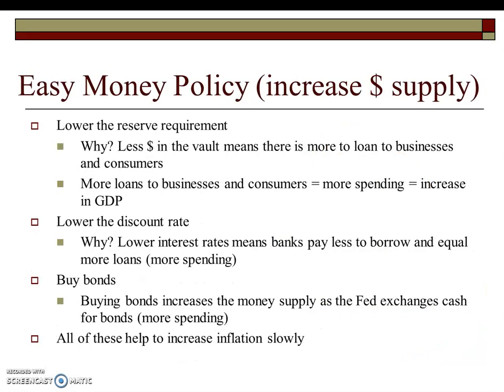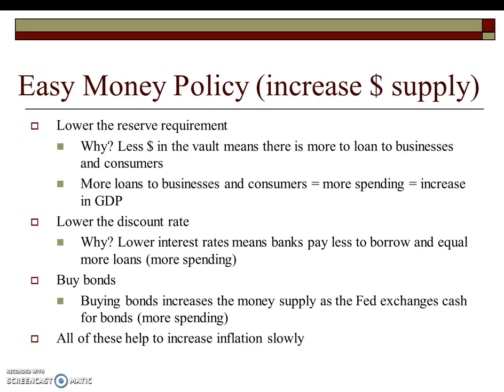So, two policies here that the Federal Reserve employs. Easy money policy, which is code for increasing the money supply. How do they do that? They lower the reserve requirement. Why? Less cash in the vault means there is more to loan to businesses and consumers. More loans to businesses and consumers equals more spending, which equals an increase in GDP.